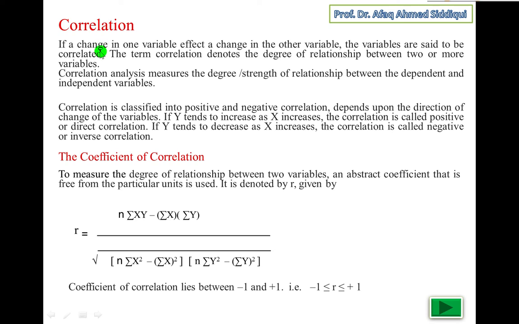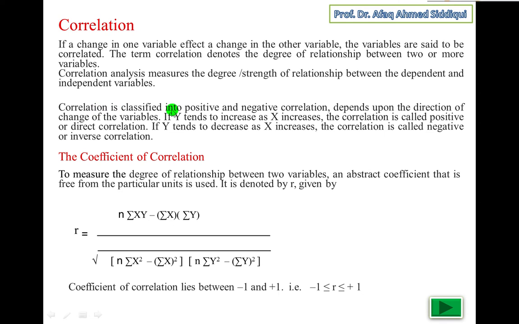If a change in one variable affects a change in the other variable, the variables are said to be correlated. The term correlation denotes the degree of relationship between two or more variables. So correlation analysis measures the degree or strength of relationship between the dependent and independent variables.